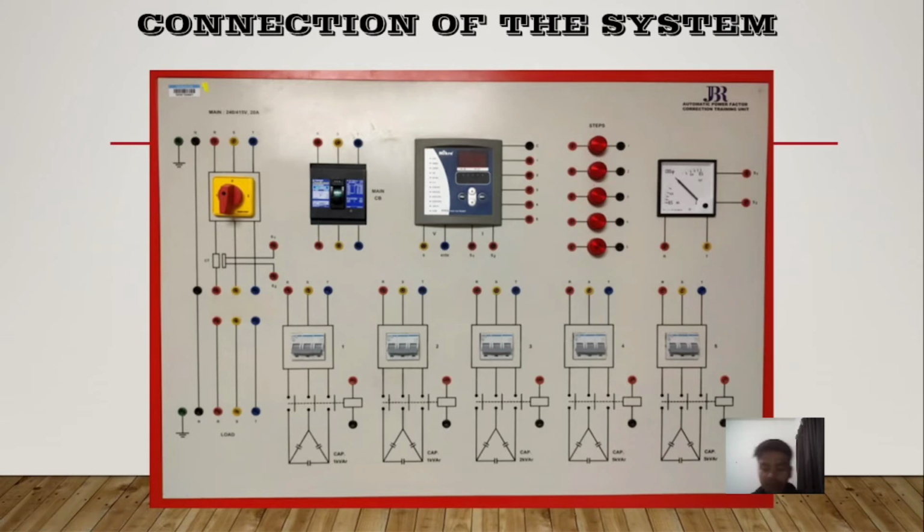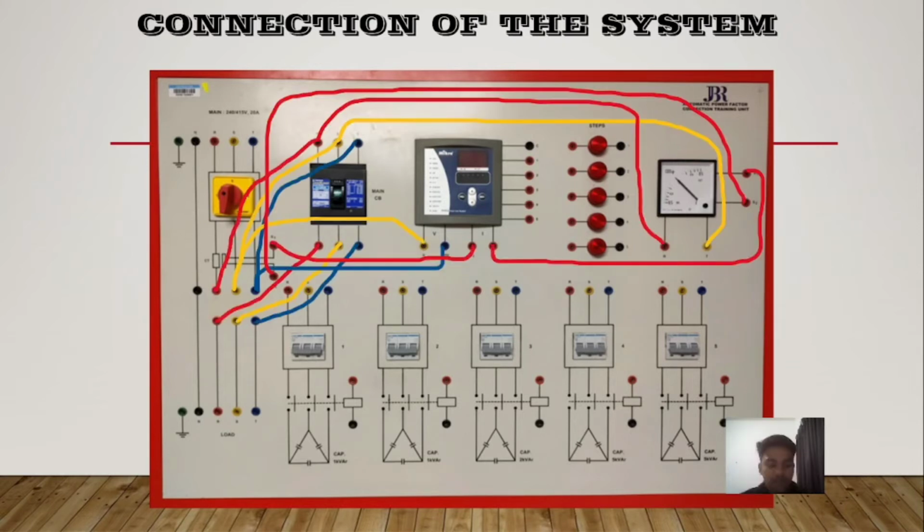For the connection for this activity, we use the lines red, yellow, blue, and neutral, which is black. For the main, go to the switch and from the switch go to the main circuit. From here go to the digital measurement unit, which is connected in parallel, yellow and blue, and for the main circuit breaker, yellow and red.